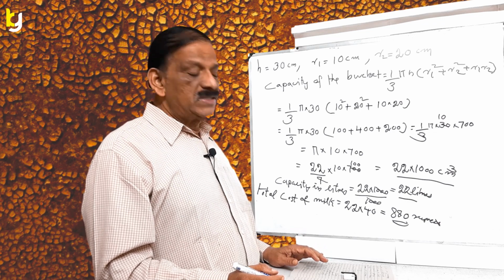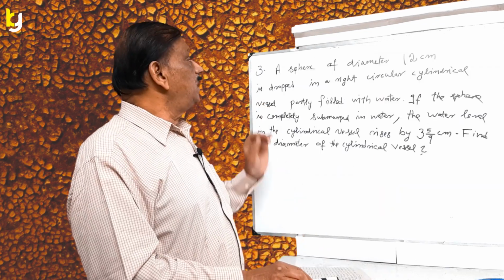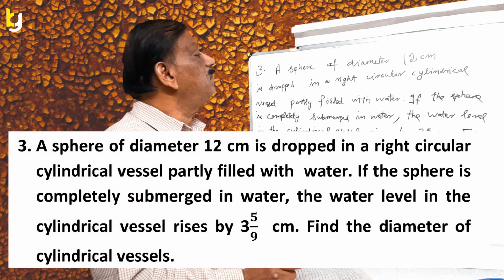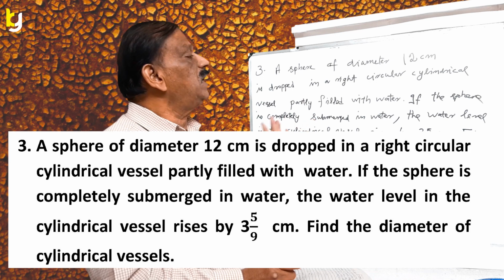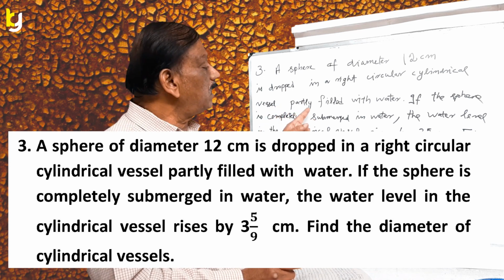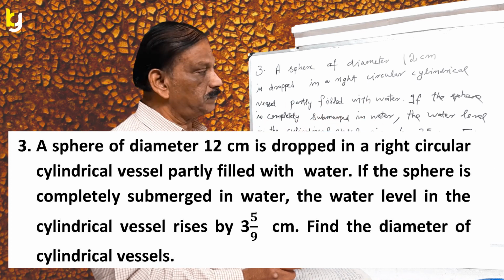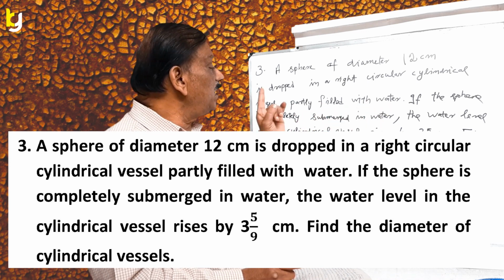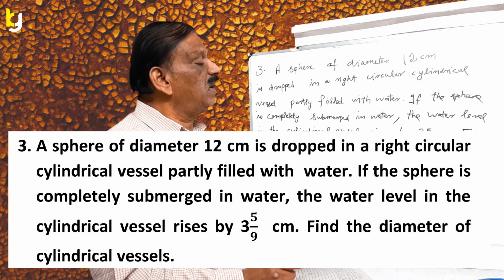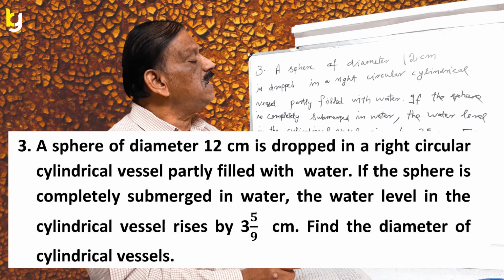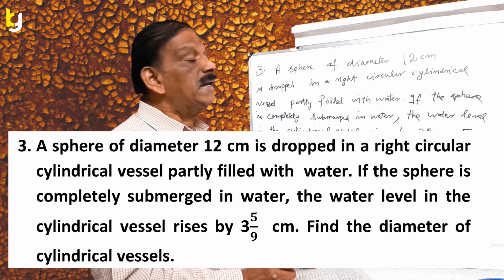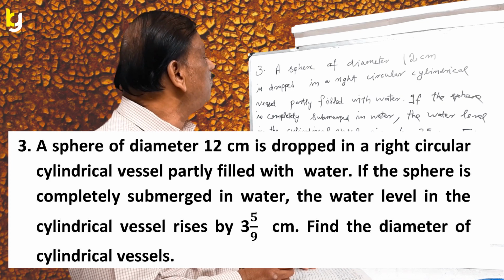Okay? Next question is, a sphere of diameter 12 centimeter is dropped in a right circular cylindrical vessel partly filled with water. If the sphere is completely submerged in water, the water level in the cylindrical vessel rises by 3 and 5 by 9 centimeter. Find the diameter of the cylindrical vessel.